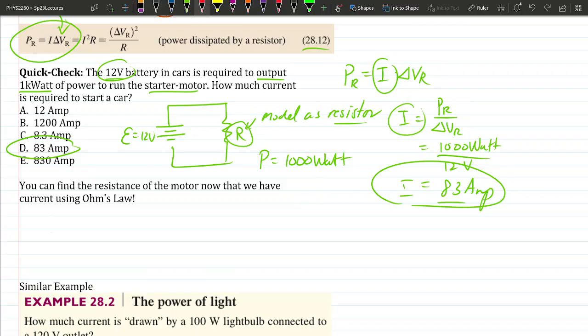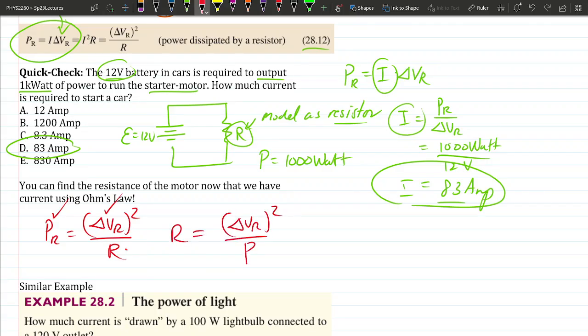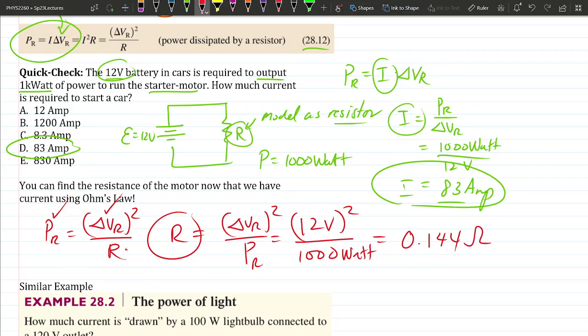Power through the resistor is delta V_R squared divided by R. So I know what this is and I know what this is, so I can solve this equation for R. R is just going to be delta V squared over power. Up here we have 12 volts squared, and down the bottom is 1,000 watts. 12 squared is 144, divided by 1,000 is 0.144. And since this is a resistance, if we have SI units all over the place, we can trust that it's going to come out in SI units also, which is going to be ohms.